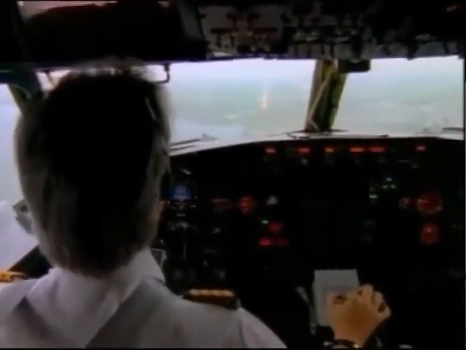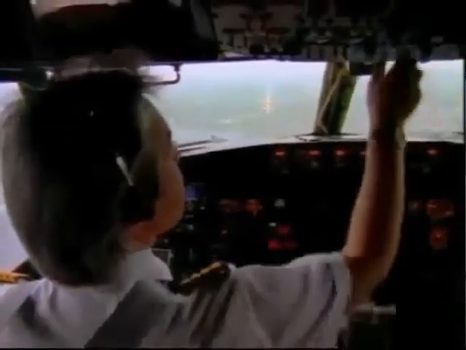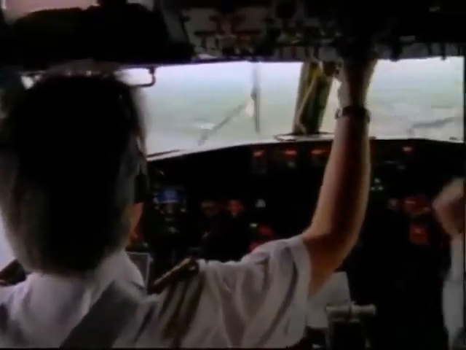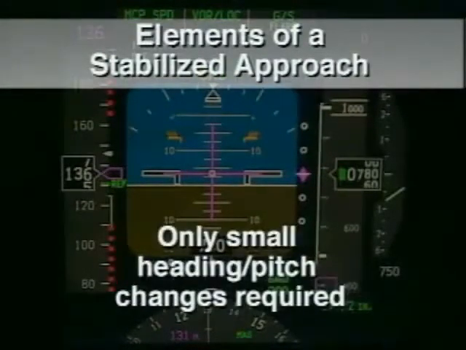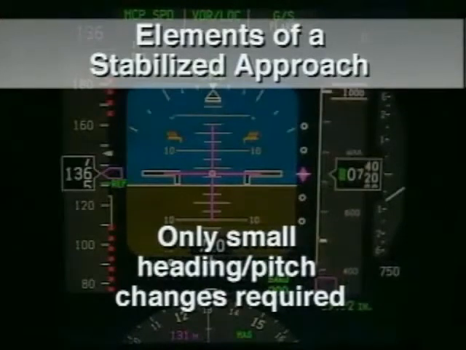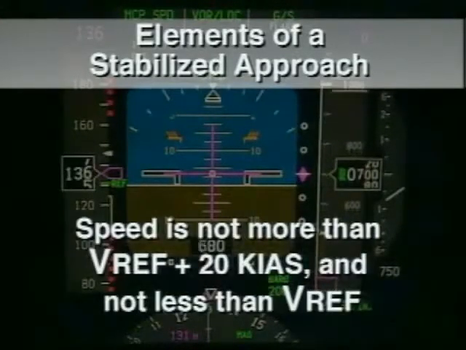The following parameters recommended by the Flight Safety Foundation define a stabilized approach and should be met by 1,000 feet above touchdown in IMC conditions. The aircraft is on the correct flight path. Only small changes in heading and pitch are required to maintain the flight path. The aircraft speed is not more than VREF plus 20 knots indicated airspeed and not less than VREF.